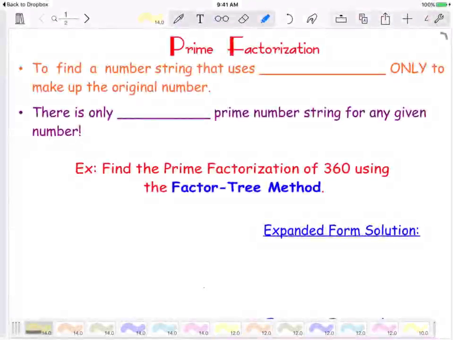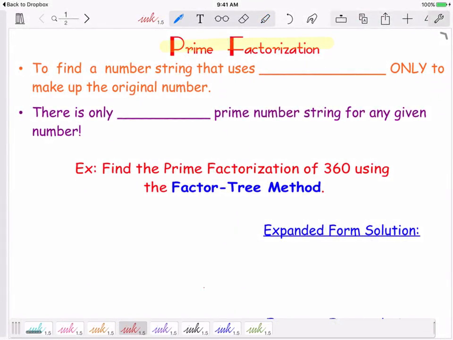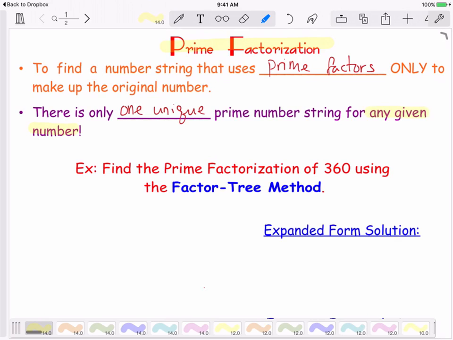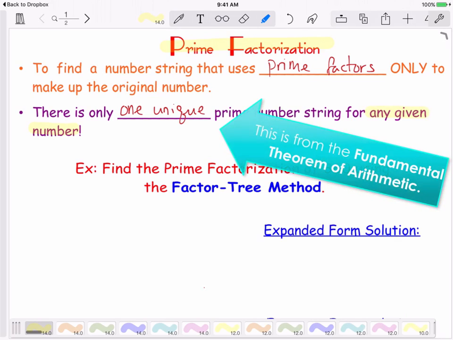Hi everyone! In this lesson, we will go over the definition and ways to find the prime factorization of a number. First of all, prime factorization stands for finding a number string that uses prime factors only to make up the original number. And there's only one unique prime factor string for each number. And by the way, this came from the fundamental theorem of arithmetic.